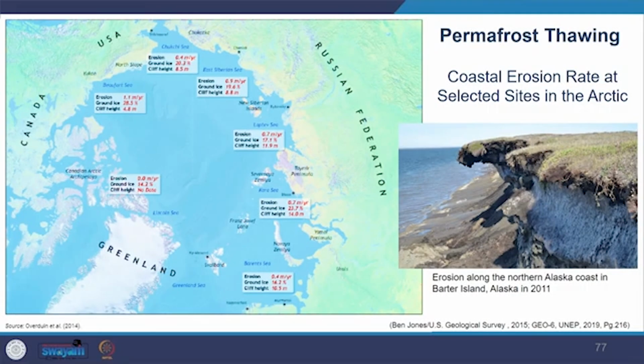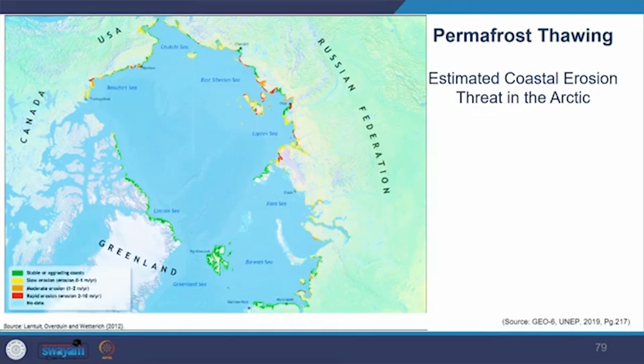So you see all these, in the image you can see the coastal erosion rate. Look at the erosion rate, ground ice, and cliff height at different stations here. You can look at this here. Likewise, in the following image, you can see erosion threat in red, brown color here. You can see what kind of erosion threats there are. We have seen state and trends.